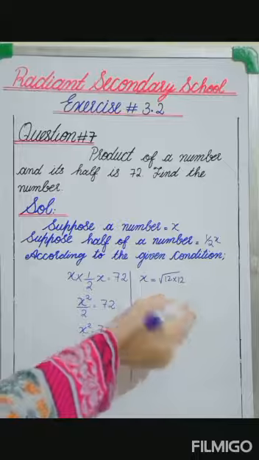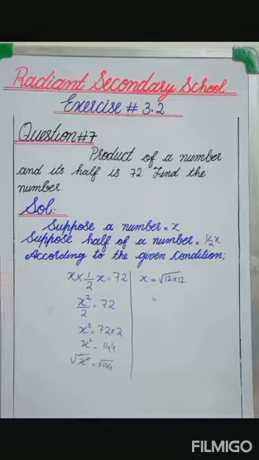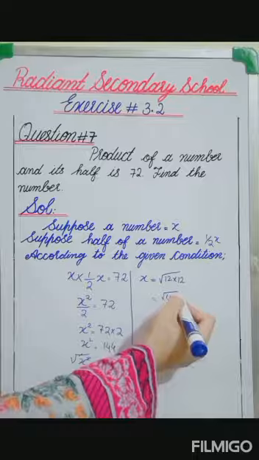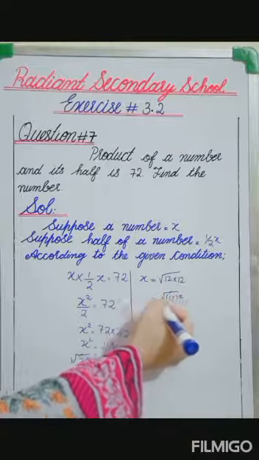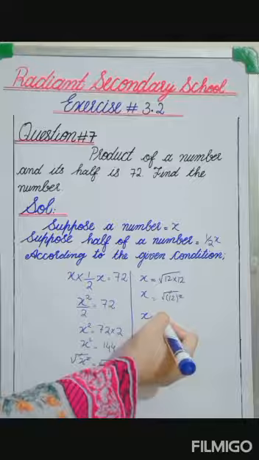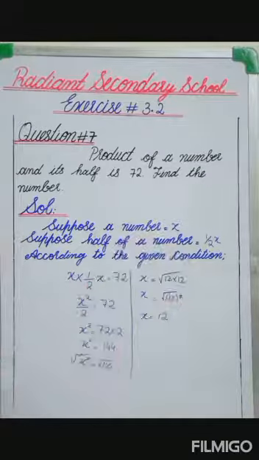Now you can see 12 is being multiplied 2 times, so I will write 12 square. This square and this square root sign will be cancelled. So the value of x is 12. So the number is 12.